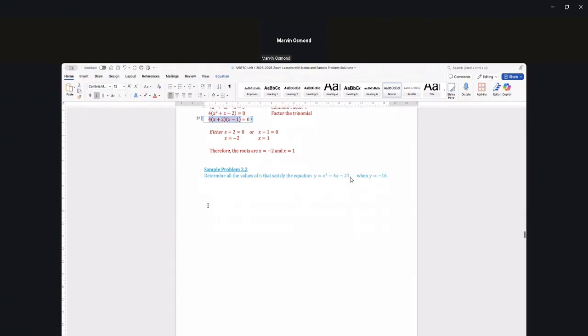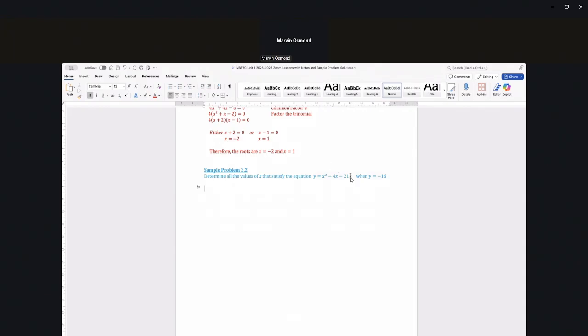One more question if we have time here. Determine all the values of x, in italics, so that y equals x squared minus 4x minus 21 when y is negative 15. So if y is negative 15, let's see if we have time, then we're going to have x squared.